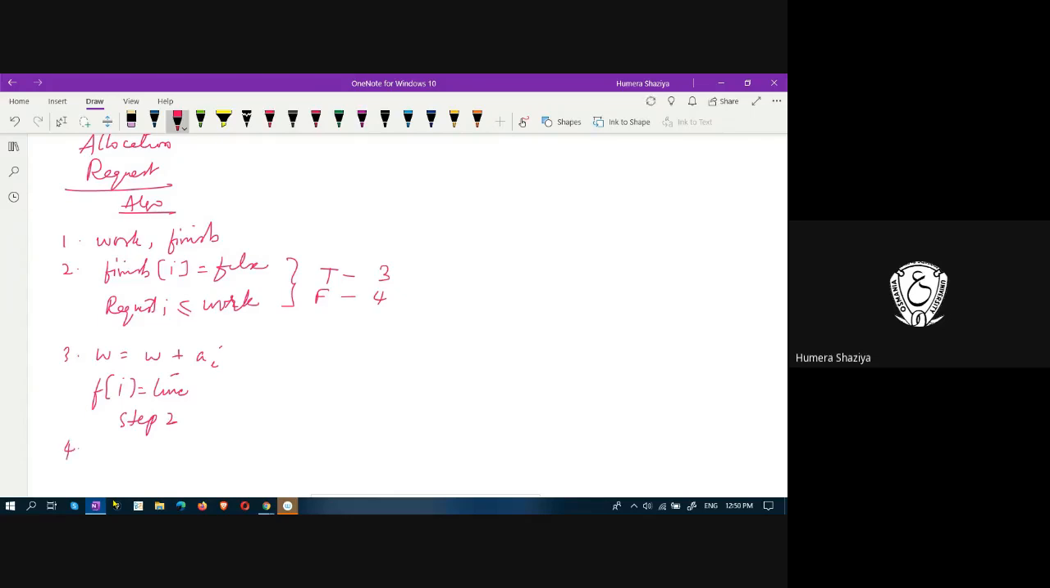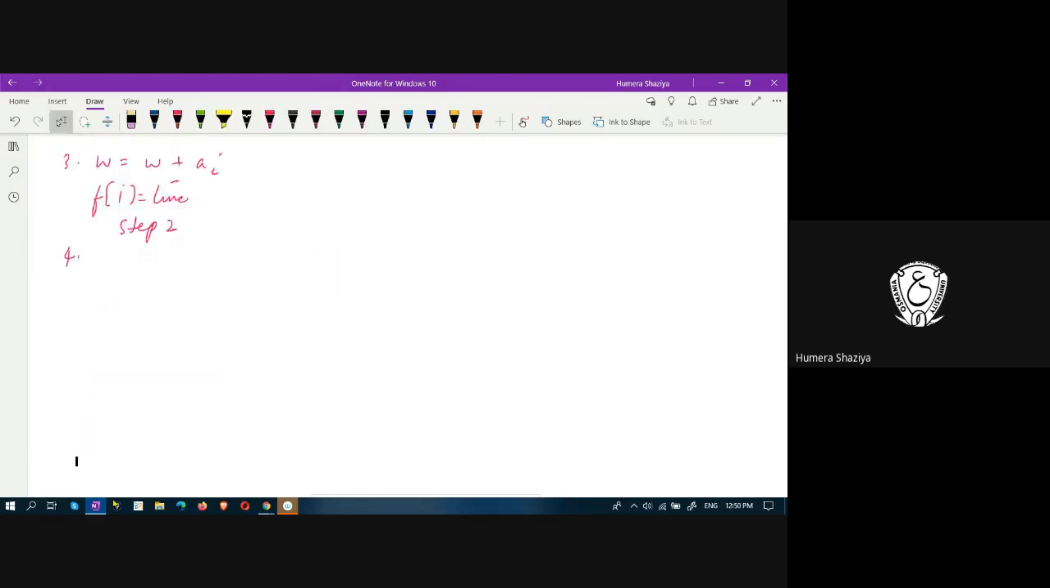Finally, in step 4, if finish of I is equal to false, here everything looks similar to the safety algorithm, where you are getting a difference when finish of I is equal to false for some process Pi. If finish of I is false, then we can conclude that the system is in a deadlock state.